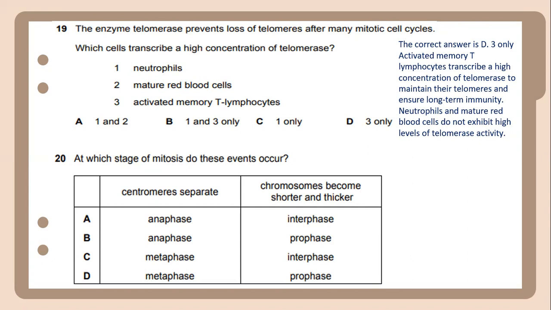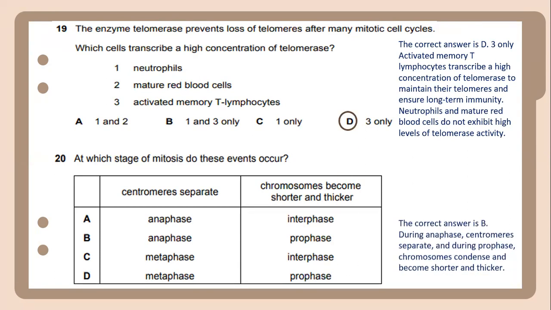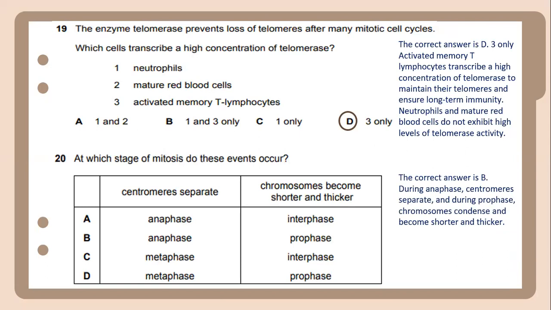At which stage of mitosis do these events occur? So the answer will be B. During anaphase, centromeres separate, and during prophase, chromosomes condense and become shorter and thicker.